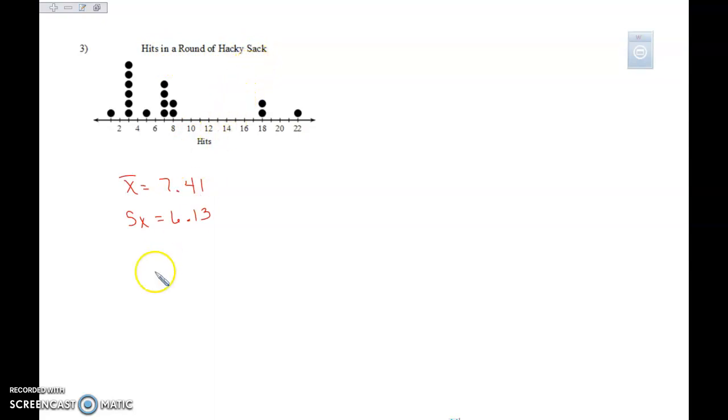Let me write that out for you, and then you can see how it is in terms of the problem. What you'll be doing for the explanation is you would say the hits in a round of hacky sack typically vary by, this is your standard deviation, 6.13 from the mean of 7.41. So your average is 7.41, somewhere right in here. And these other values are going to typically deviate from it by 6.13.